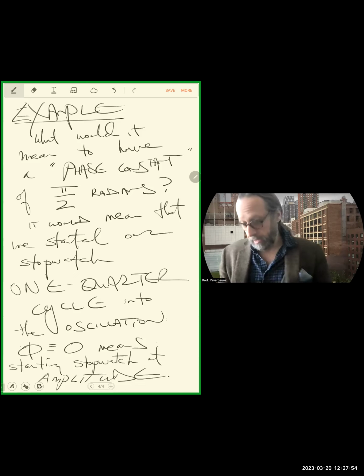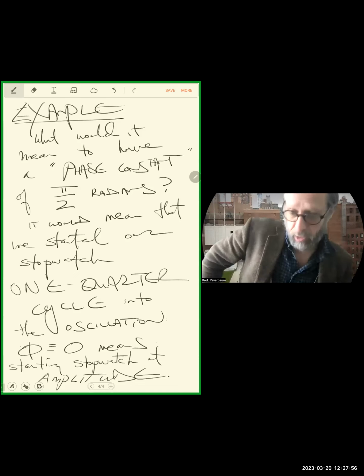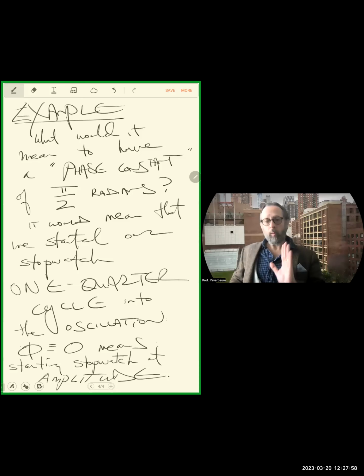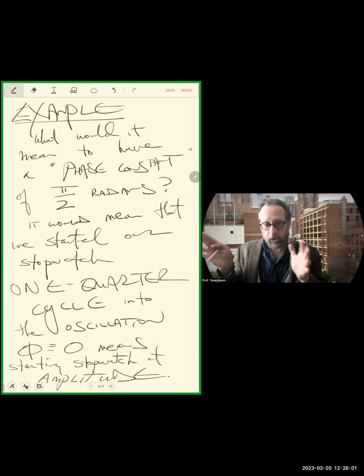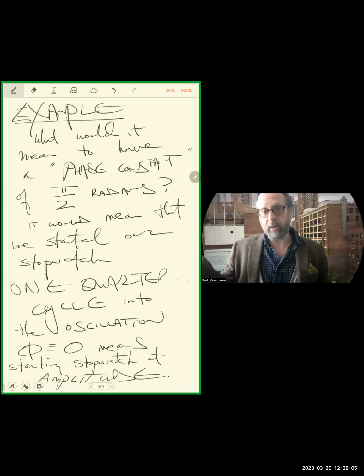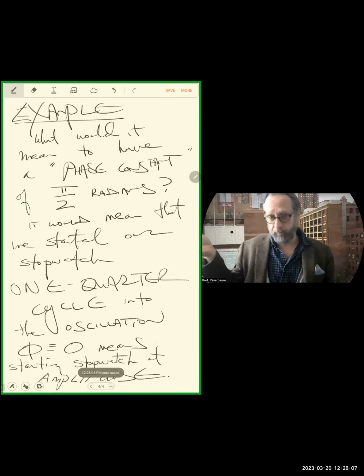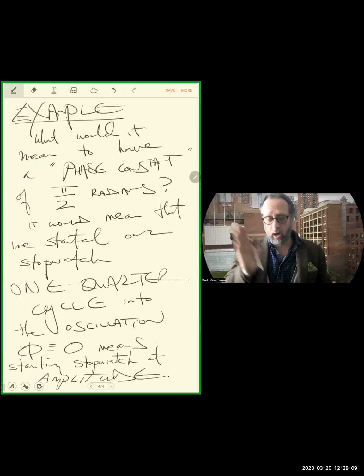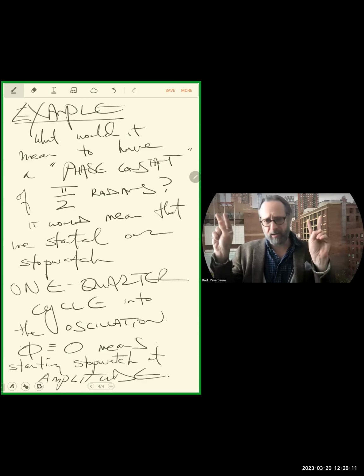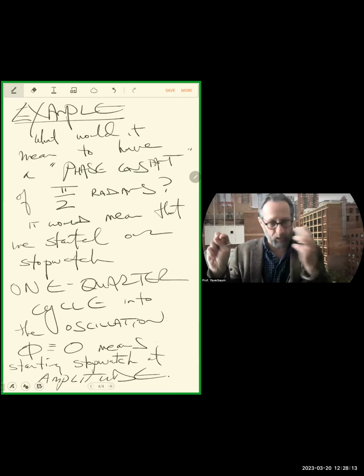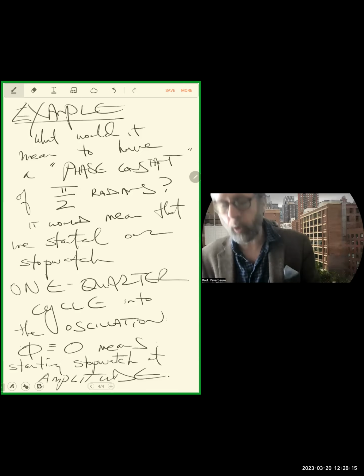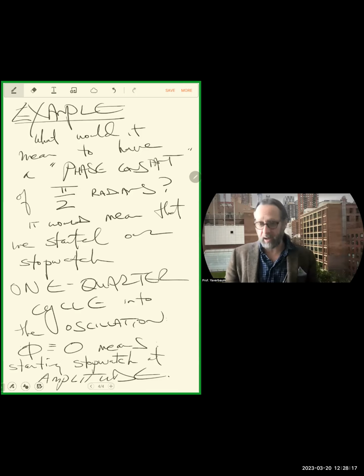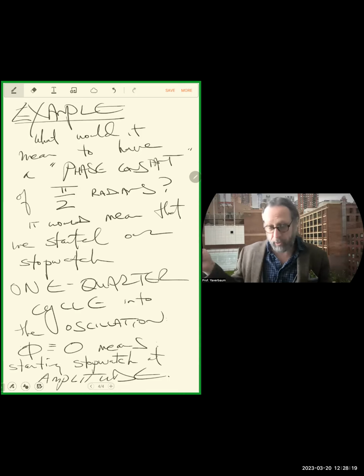Just to try to make this clear, I'm going to do the math in a second. Just to make this physically clear, a head start or a delay with regard to cycle means that the oscillator, the mass on the spring in this case, starts somewhere other than the beginning of the cycle. Tacitly, up until this point, what we've meant by the beginning of the cycle is the amplitude position.